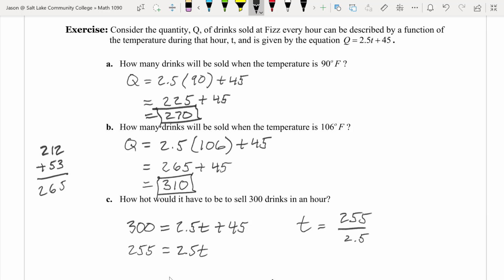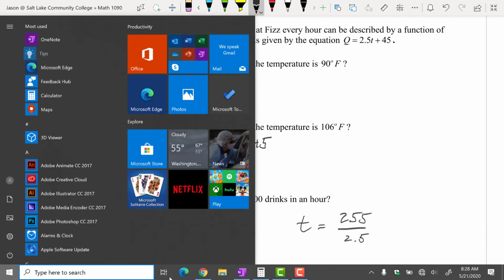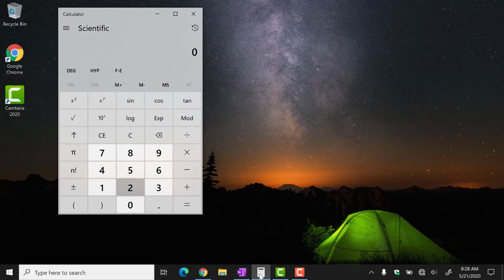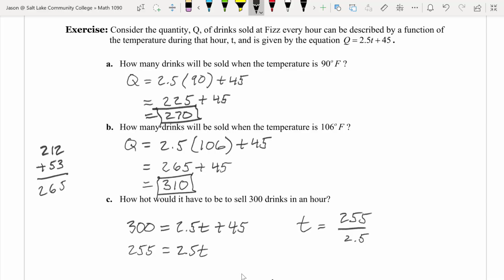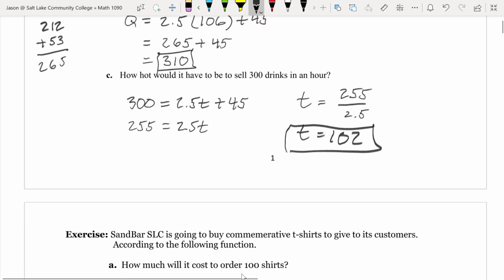I can't do that in my head easily, so I'm going to use the calculator. Let's see, 255 divided by 2.5 is 102. So T is equal to 102. Hold on here, let me fix that a little bit. 102. All right. Okay, let's continue on.